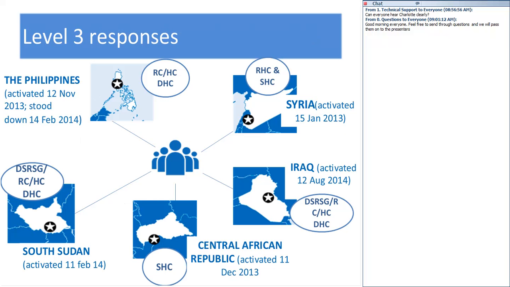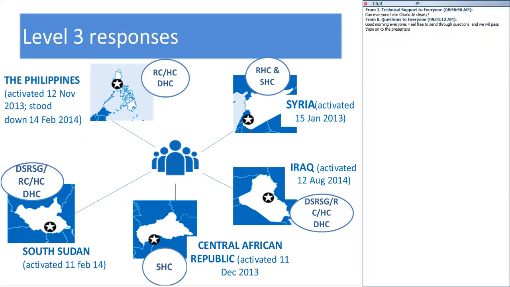Now, we've had a number of level 3 responses. First was in the Philippines, and in that we had a model where there was an RCHC in place. That RCHC stayed in place and was supplemented by a deputy humanitarian coordinator for the first part of the response. In Syria, we had a level 3 response. In that case, there's an existing resident coordinator and humanitarian coordinator, supplemented by a regional coordinator.